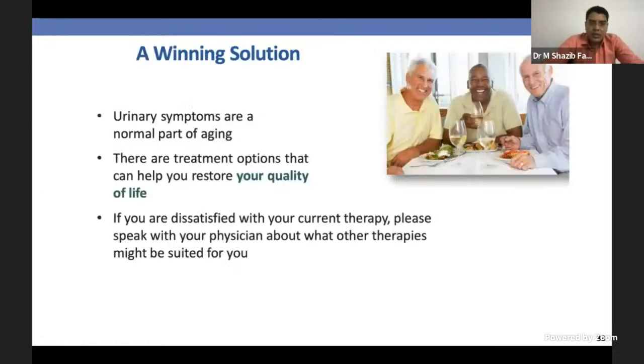So now, what is the winning solution? Urinary symptoms are a normal part of aging. There are treatment options that can help you restore your quality of life. If you are dissatisfied with your current therapy, discuss with your urologist and move to another therapy which suits you.